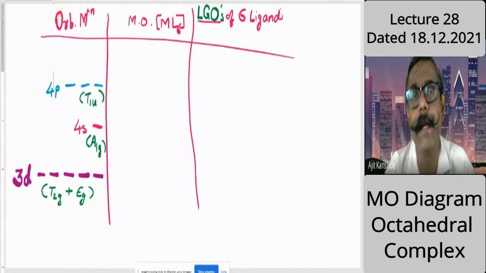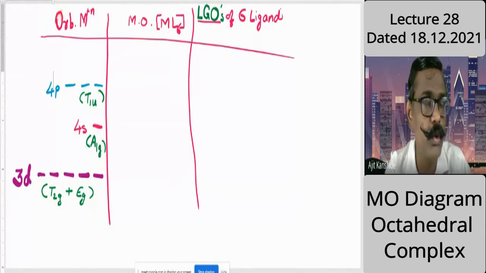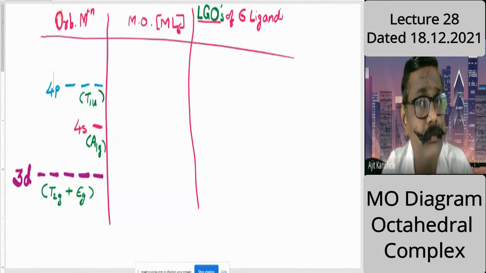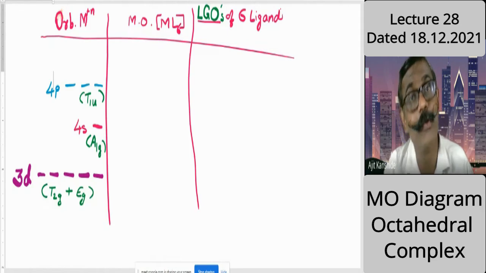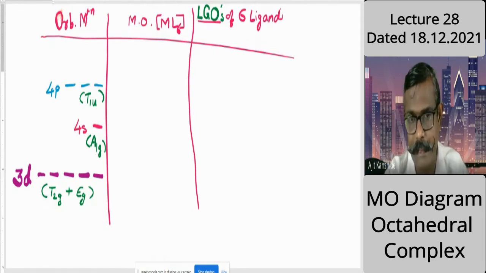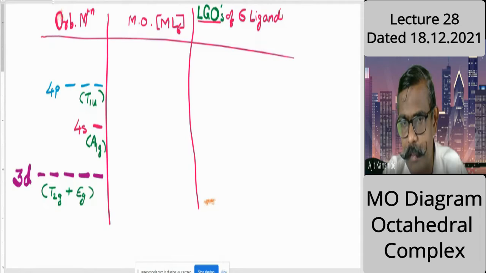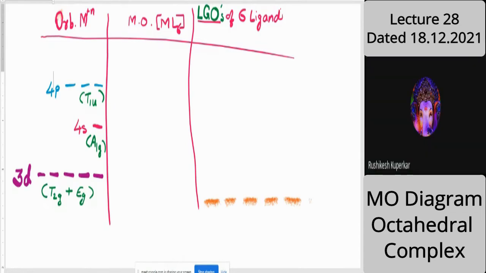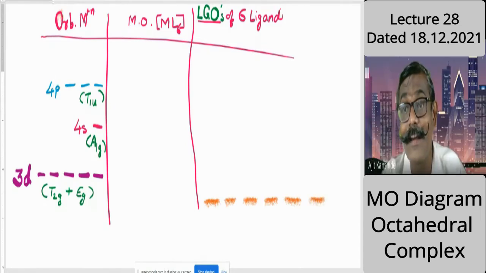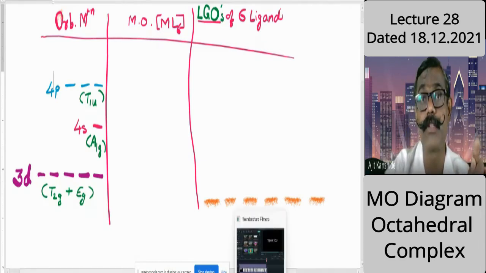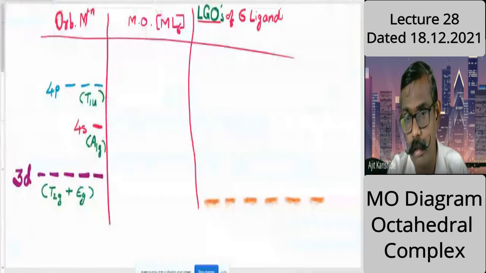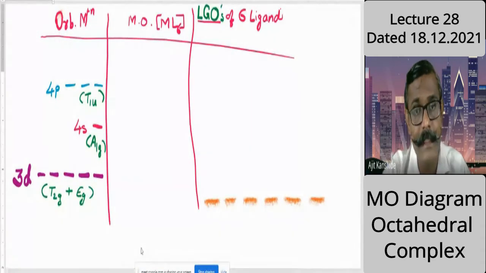Metal ion and ligands, two things are there. Among these two, who is more electronegative? Ligand. Right. So whose energy should be low? Ligand. Yes. So ligand orbitals: 1, 2, 3, 4. How many ligands are there? 6. Students commit the same mistake in examination. They write 5 ligands. Yeah, 6 ligands are there.